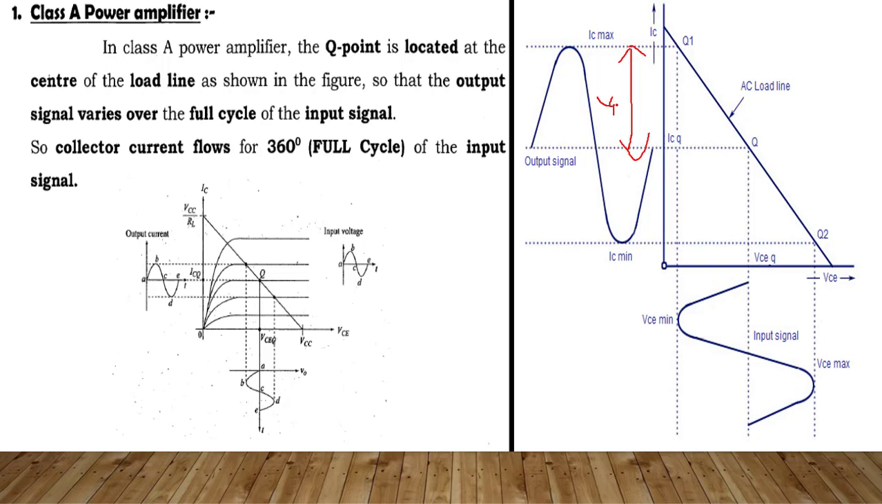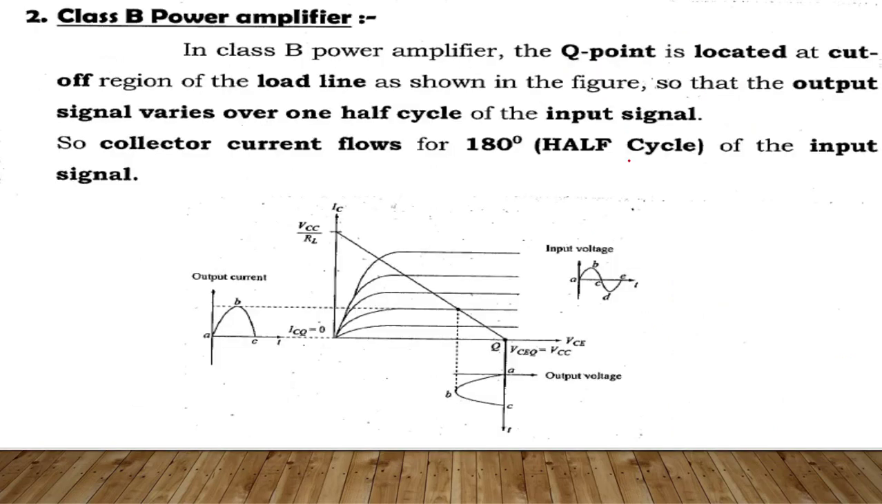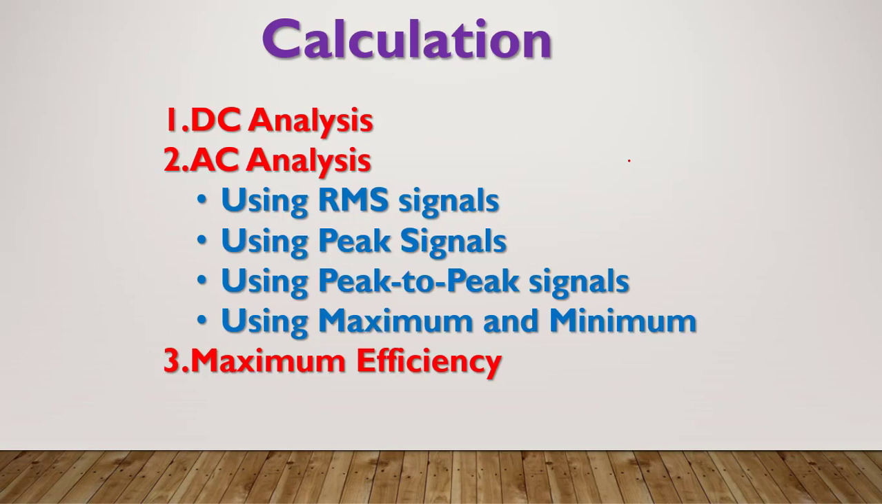So what is the relation between VP and VPP? Very good. VP is nothing but VPP divided by 2, or VPP is 2 times VP. That relation only you have to write here. Very simple. If you know RMS, convert into peak, convert into peak to peak, and maximum to minimum is nothing but the peak to peak signal.